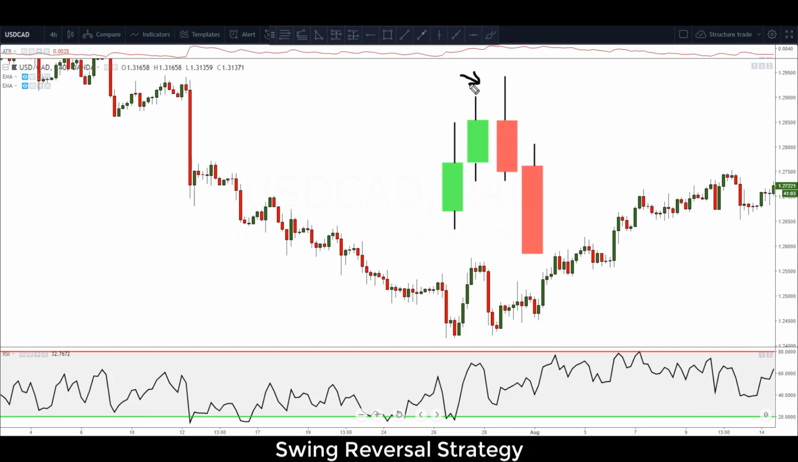If only one ends up being more profitable than the other or fits in your trading plan better, then make sure to just pick the one that fits in your trading plan best. But let's go ahead and get started today with the swing reversal strategy.